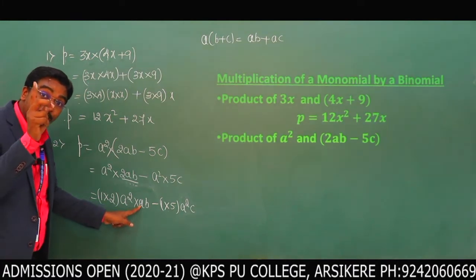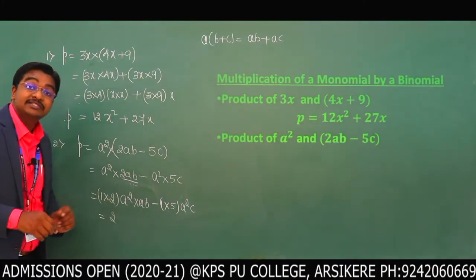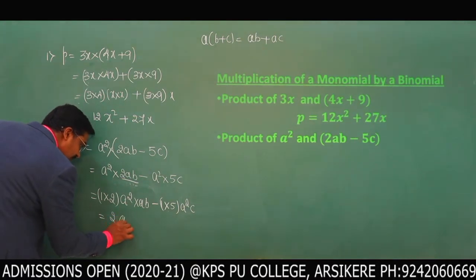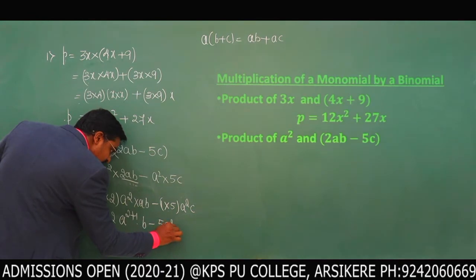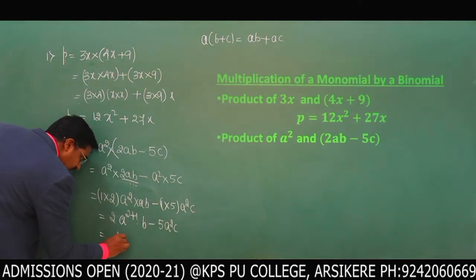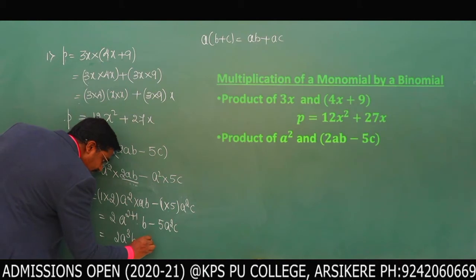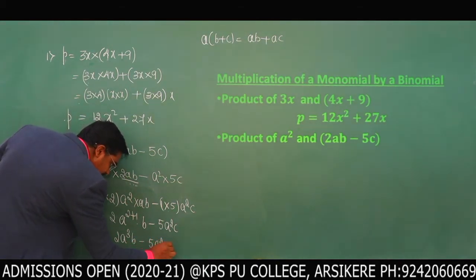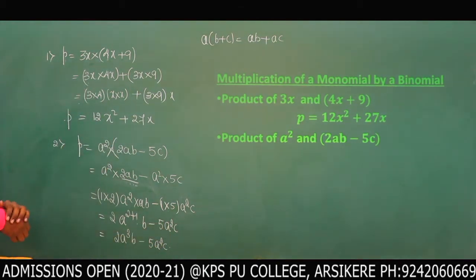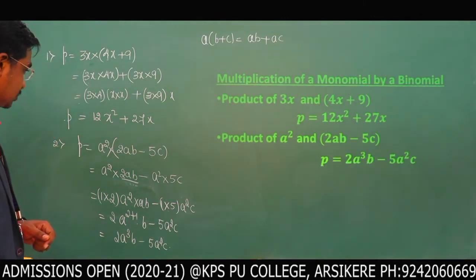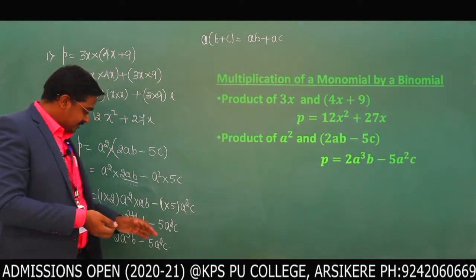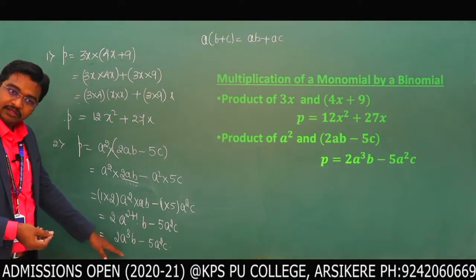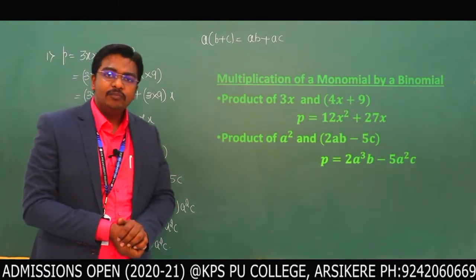When we are finding the multiplication, when the bases are the same, powers can be added. So this becomes a power 2 plus 1 into b minus 5 into a square c. So this reduces to 2a cube b minus 5a square c. This is the product of a square and 2ab minus 5c. So the product is 2a cube b minus 5a square c. This is the case when we have a monomial and a binomial.